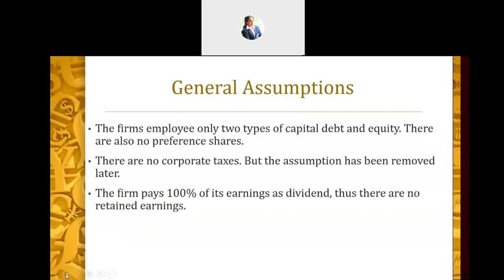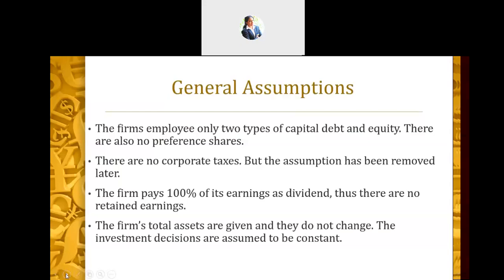And whatever the firms earn, the third assumption is that all the earnings would be given as dividend and the company does not have any retained earnings. And it is also said that the firm's total assets, that is to say the entire value of the firm, would be given and will not change during the life of the company. And also that whatever investment decision the organization takes is assumed to be constant.